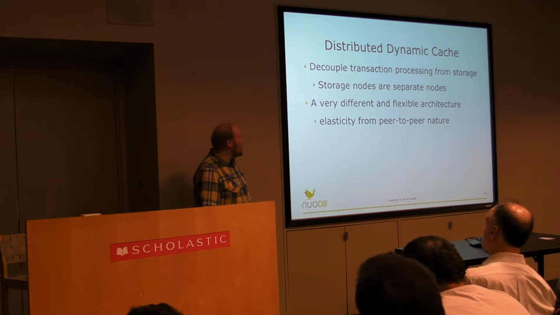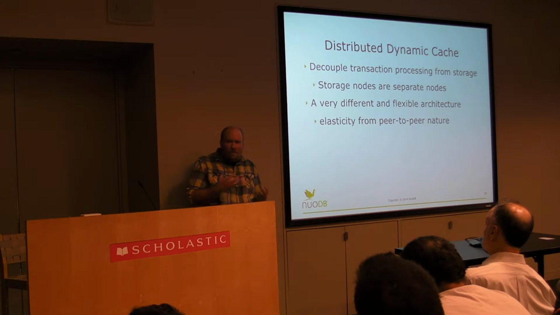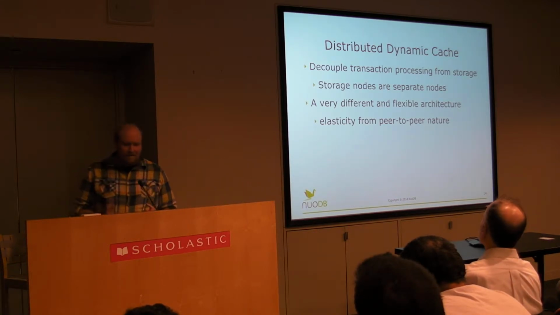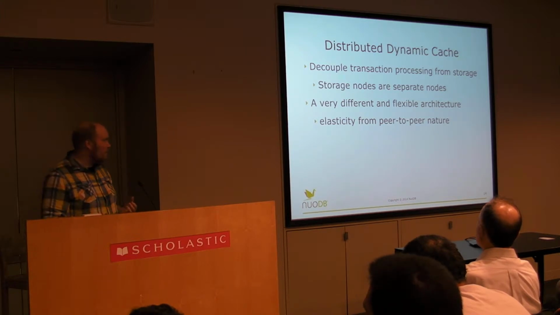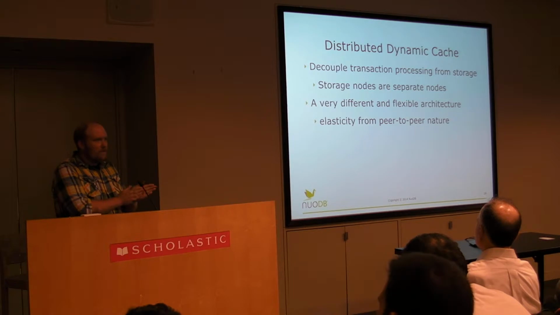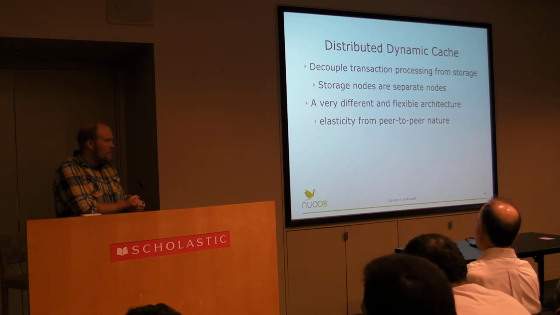So since it's peer-to-peer, nodes come, nodes go. People have to be able to move data around. Caching is done by the system for you. So it's a very different and flexible architecture from these other architectures. There's not a lot of upfront work. You don't have to reason about how your data model has to be chopped into pieces.